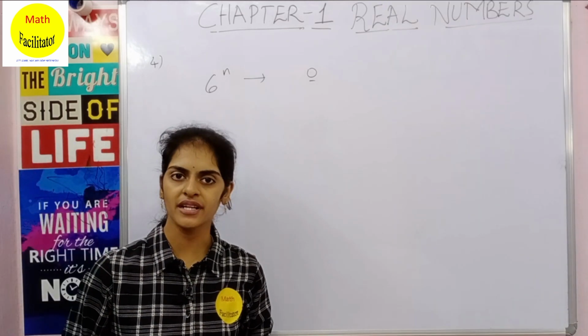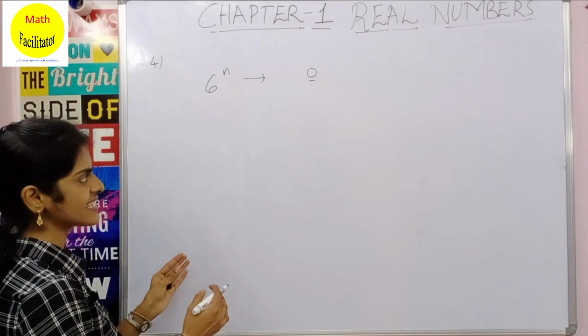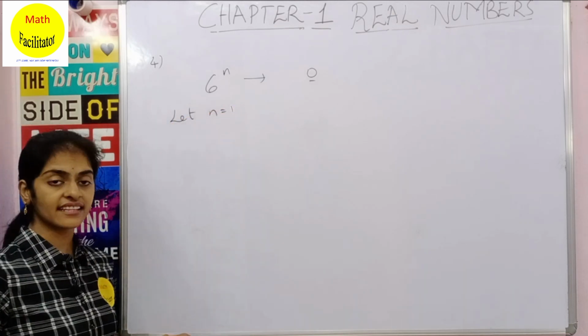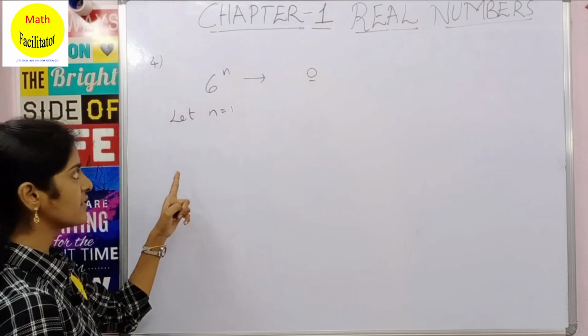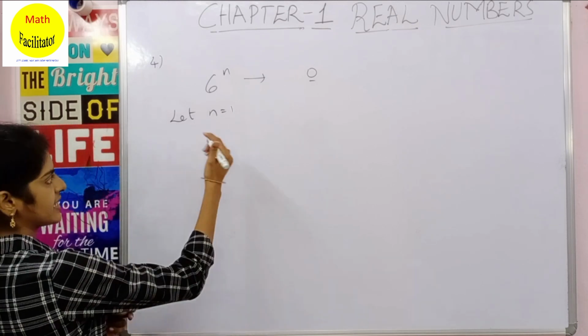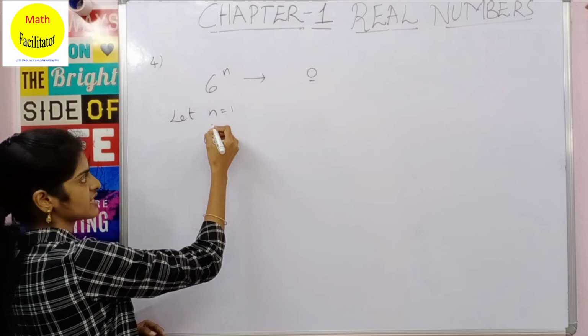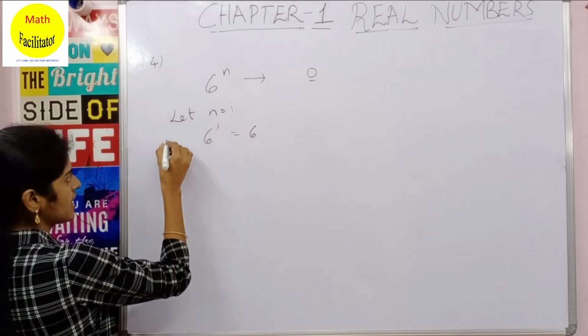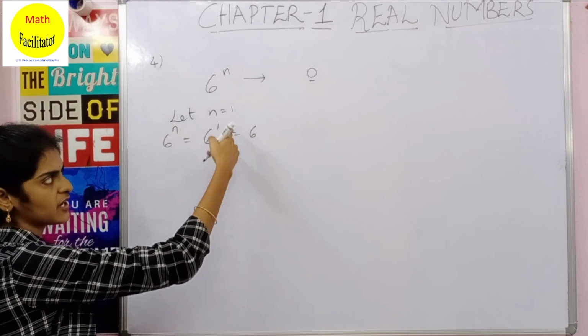Now the next question is, you have to check whether 6 power n ends with the digit 0 for any natural number n. Okay, so for this, let us take some cases. Let us take n equal to 1, okay, since they said that n is a natural number, so we are starting from 1. So n is equal to 1. What is 6 power n? 6 power n is nothing but 6 power 1, so 6 power 1 is 6.